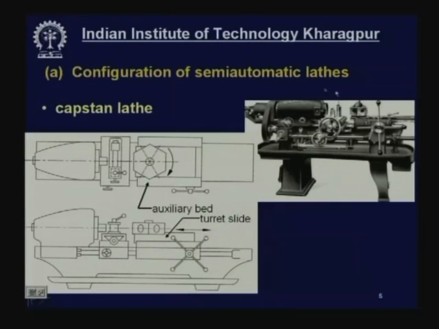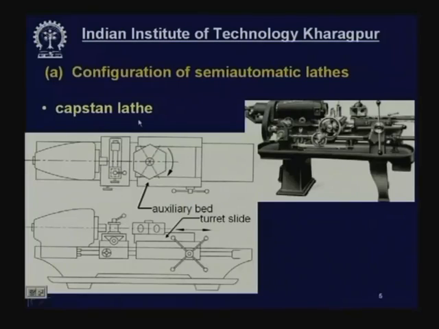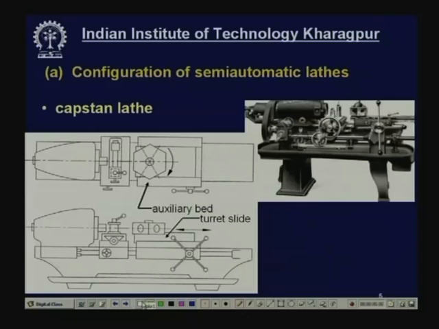Now, the configuration of semi-automatic lathes. Within semi-automatic lathes, there are the capstan lathe, turret lathe, hydraulic lathe and multi-spindle turret lathe. Now, let us start with the capstan lathe. Here you see the capstan lathe, the configuration is shown over here.